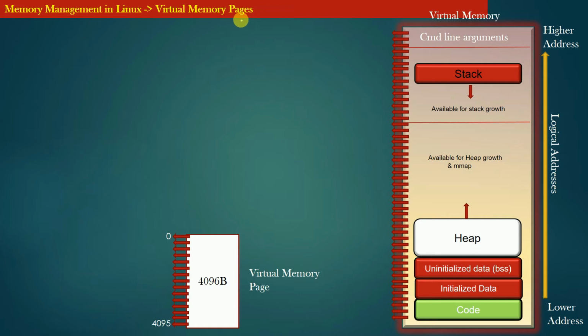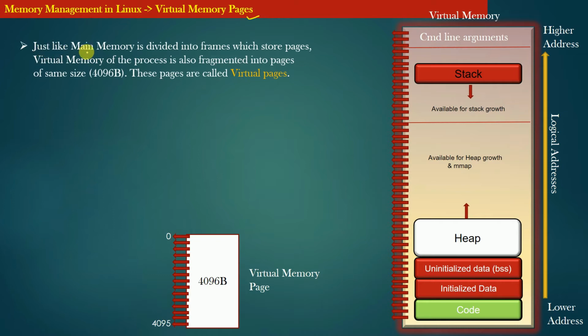So guys, now let us discuss virtual memory pages. Just like main memory is divided into frames which store physical pages, virtual memory of the process is also fragmented into pages of same size, which is 4 kilobytes. These pages are called virtual pages.